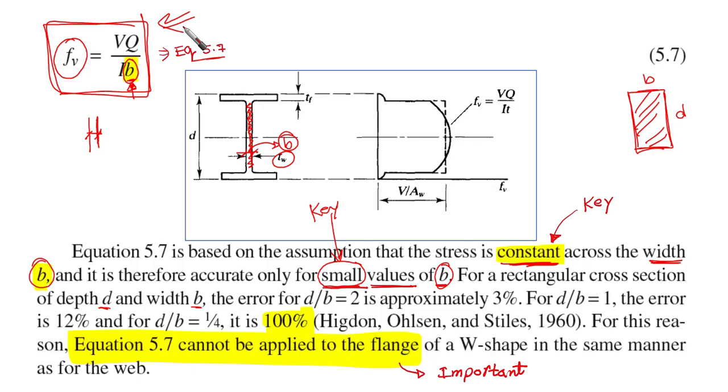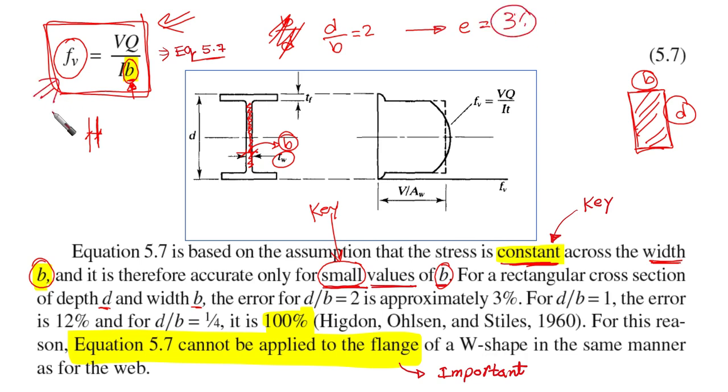Okay, if the width is very small, there are going to be some errors if B over D is exceeding certain limits. For example, if we have D over B, the depth over the width, equal to 2, then we found that the error is going to be approximately 3%. Error in what? In the calculation of the shear stress.